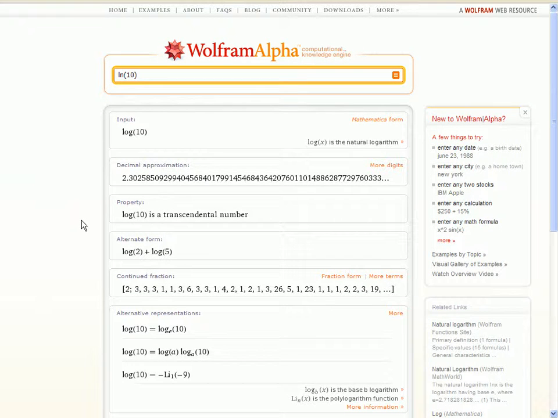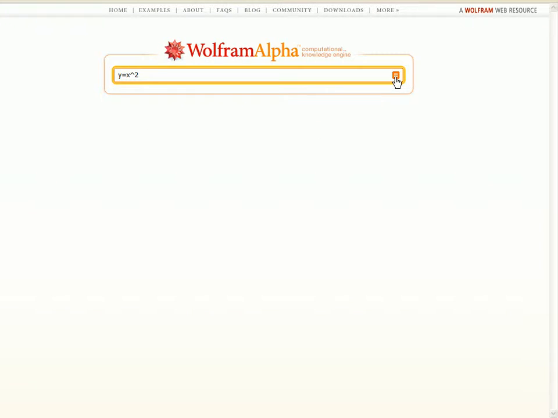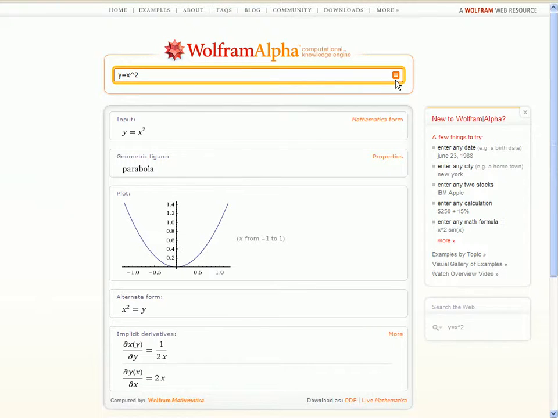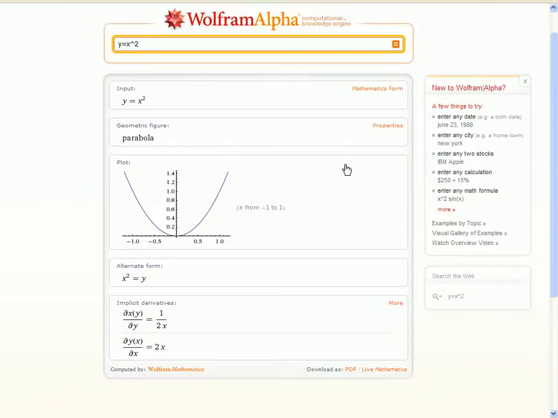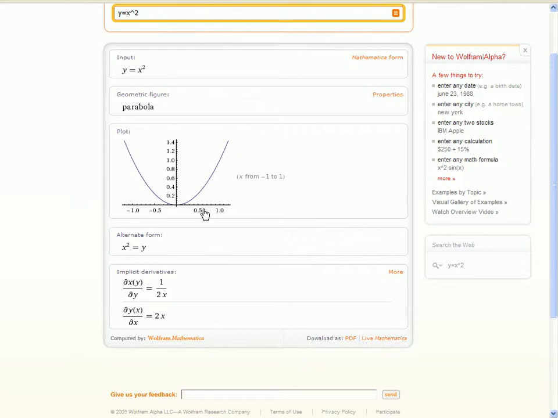Let's continue, because WolframAlpha is not just a calculator, it understands symbols. For example, a function, a simple one like this. y is x to the power of 2. Let's see what it does with our input. Compute. Alright, it understood our input. It says it's a geometric figure, a parabola, which is right. And here's a plot of that. Neat, huh?